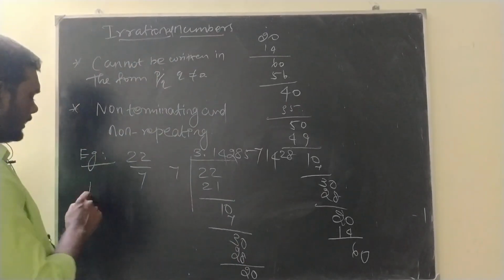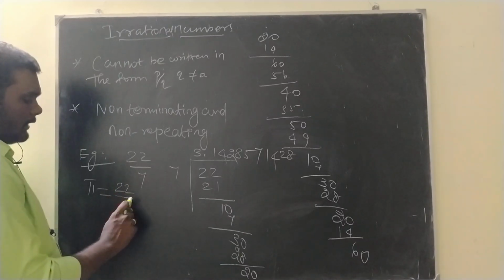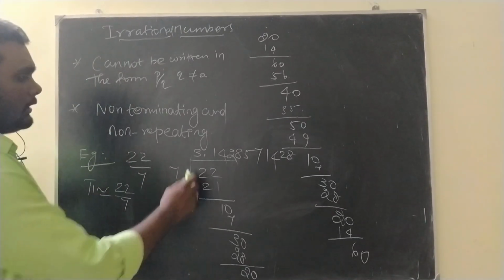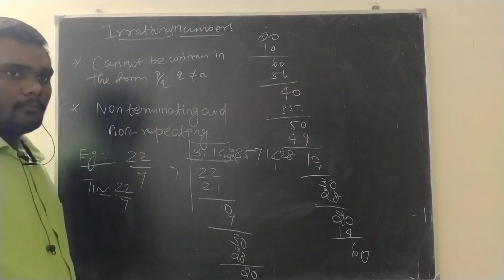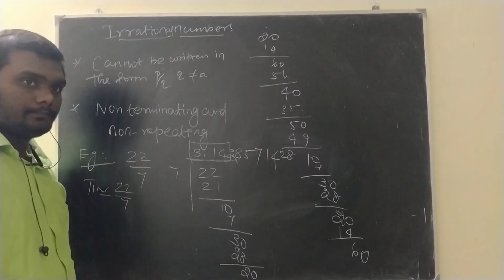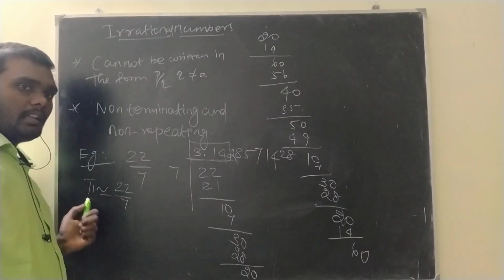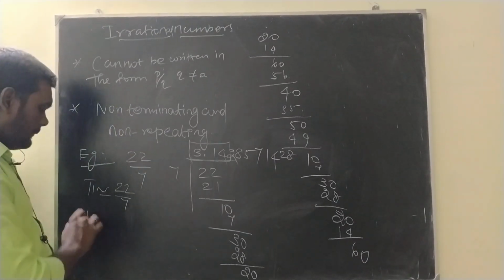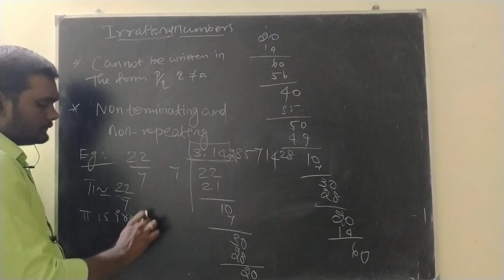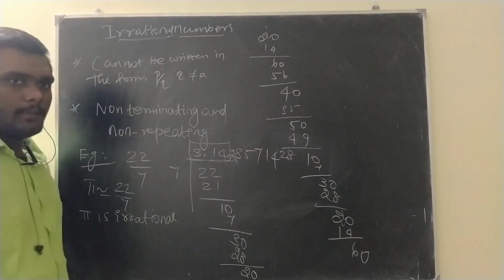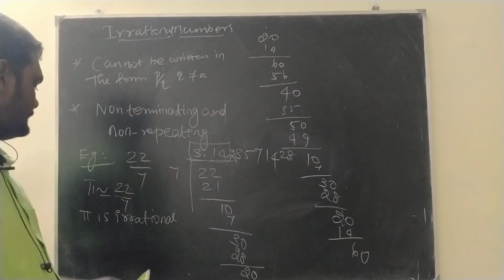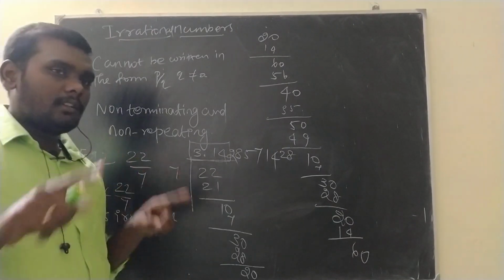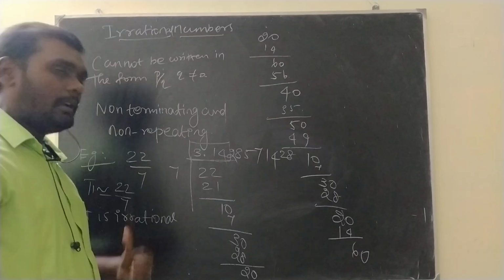See, this is the value of pi we can take approximately. Approximately pi is equal to 22 by 7 we will take. Why we are taking this much is because 3.14 is the value of pi. That is why we are approximating pi to 22 by 7, but it is not exactly 22 by 7. Also, we say pi is irrational because it has a non-terminating and non-repeating decimal. The ratio between the circumference and the diameter is called pi.